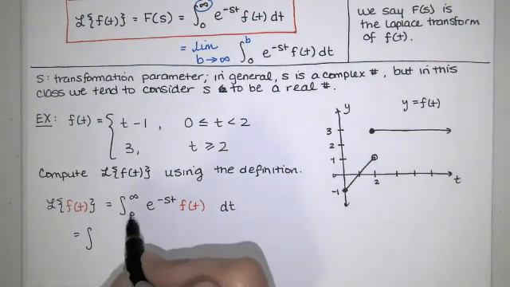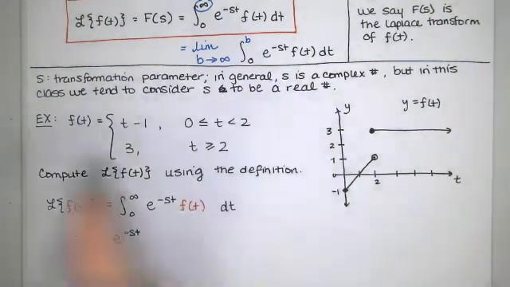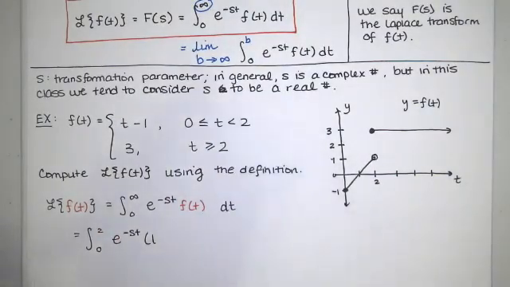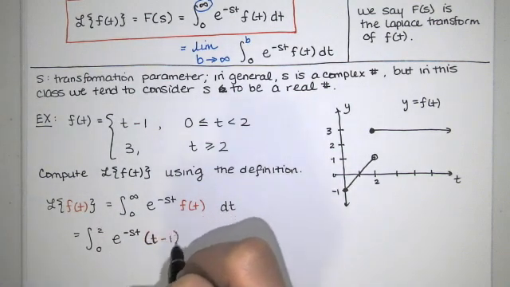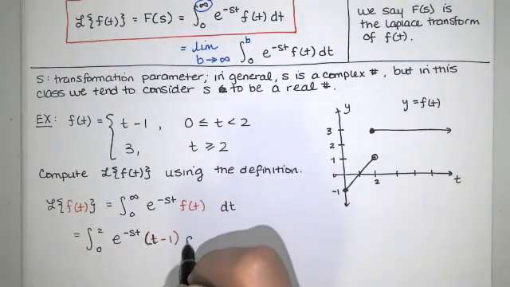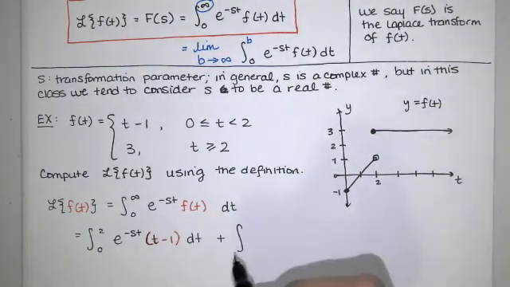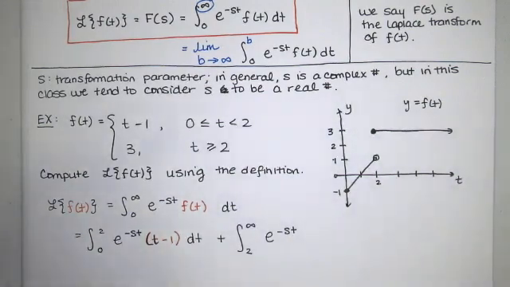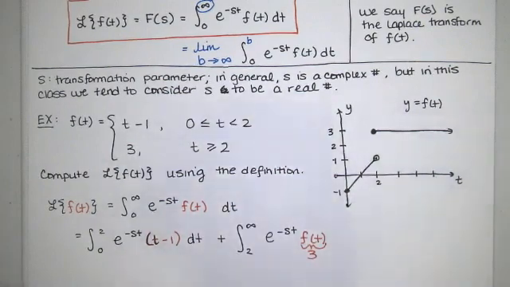So this is going to be the integral from 0 to 2 of e to the negative st times f of t. And when we're on the interval from 0 to 2, f of t is given by t minus 1. And then on the interval from 2 to infinity, f of t is given by 3. And we're splitting it up like this. Oops, I guess I should have put a 3 in there. That was my intention.